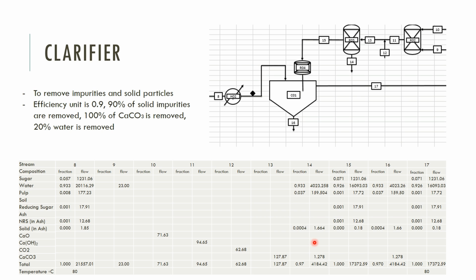The calcium oxide that we use is 1.664, and the calcium carbonate that we use is 1.278. The process that we use in the clarifier is carbonation. The purpose of using carbonation is that it can coagulate the reducing sugar and purify the juice and make the juice become clear.